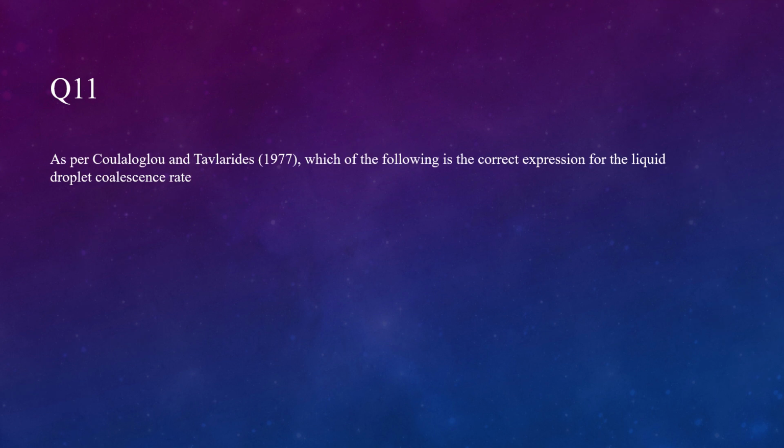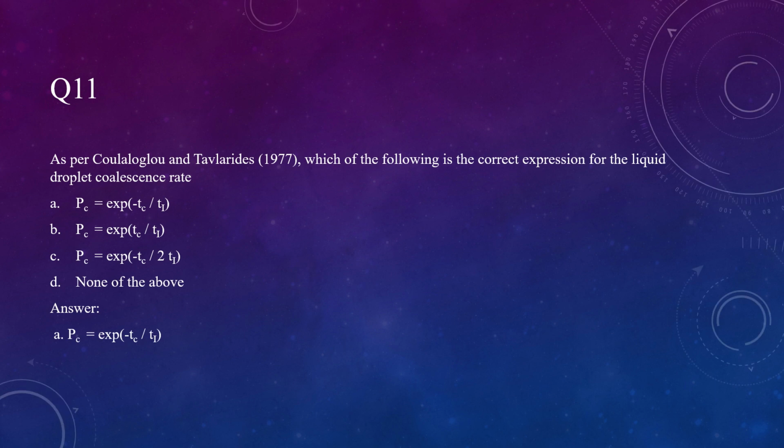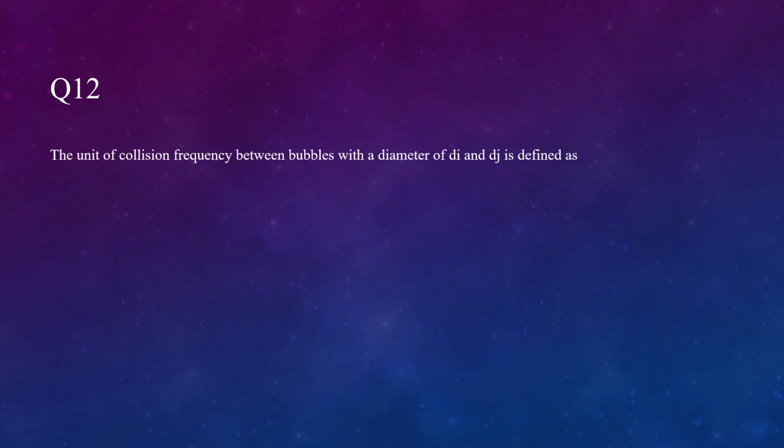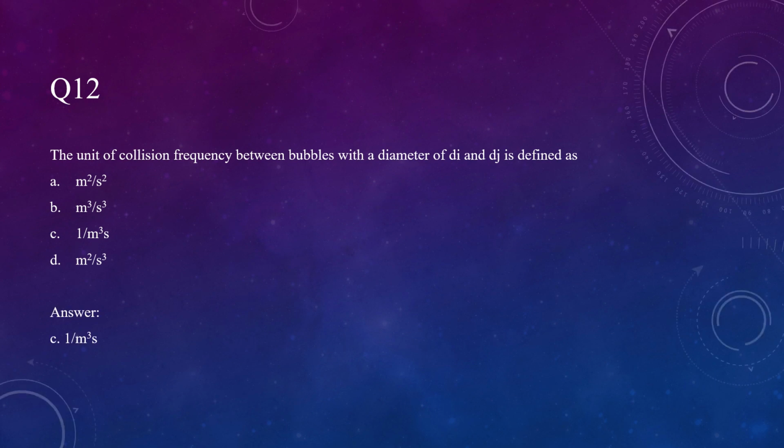As per Coulaloglou and Tavlarides, which of the following is the correct expression for the liquid droplet coalescence rate? Tc is equal to exponential of minus Tc by Ti is the right answer. The explanation is again given over here. For the unit of collision frequency between bubbles with diameters di and dj, the formula includes (di plus dj) squared into (di plus dj). So the answer is 1 by meter cube second, because it is the frequency, so meter cube second is the right answer.